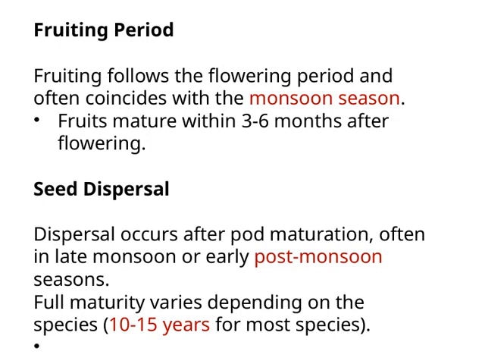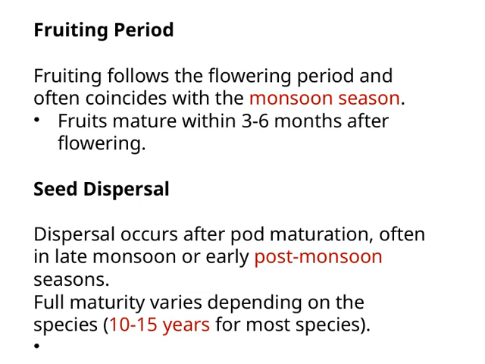Now, let's talk about the fruiting period. After the flowering stage, the plant enters the fruiting phase, which often coincides with the monsoon season. This timing is crucial because the monsoon provides the necessary moisture for the fruits to develop properly. Typically, the fruits take about 3 to 6 months to mature after flowering, so there's a clear timeline for when we can expect the fruits to be ready for harvesting.